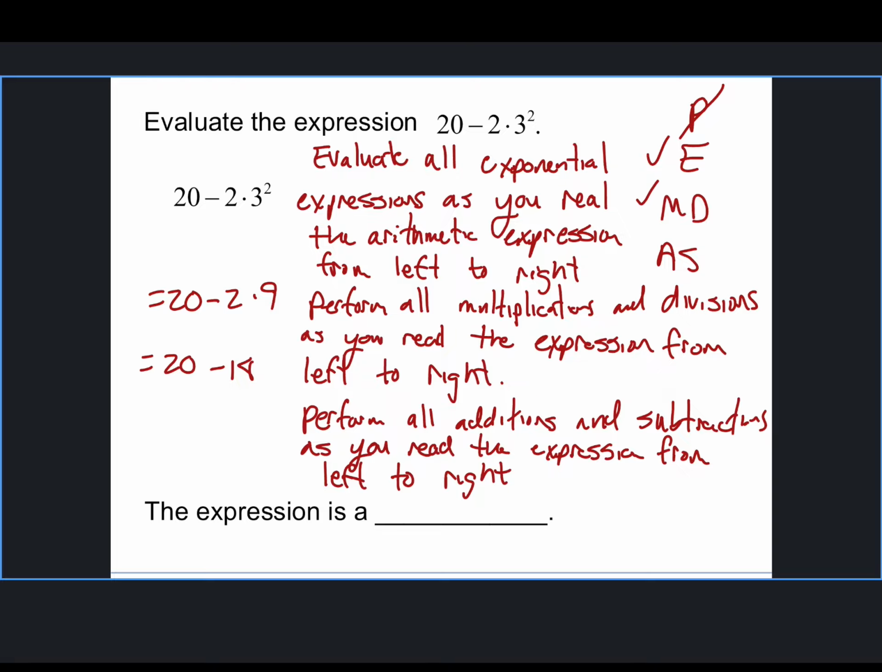Now, am I going to write all of those things every time I do this? No, I'm not. I want you to see the framework of how you do order of operations. What's 20 minus 18? 2. So that's your result. And your result is a difference. That was the last thing we did.